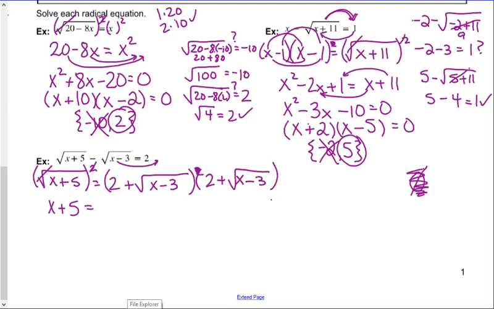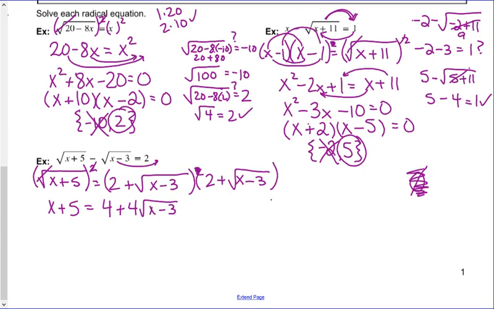Okay, so if I do my first terms, that gives me a 4. The outside is going to be 2 times that radical, and the inside is also going to be 2 times that radical. So 2 radical x minus 3 plus 2 radical x minus 3 is going to be 4 times the square root of x minus 3. And then my last terms, I'm going to square that square root.